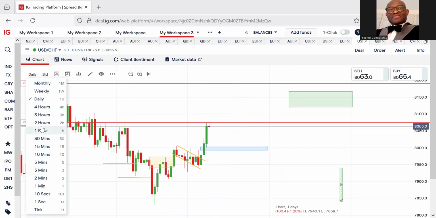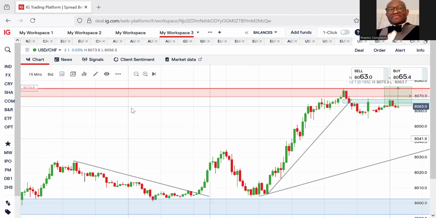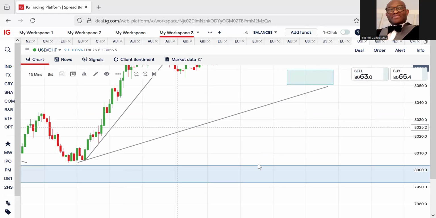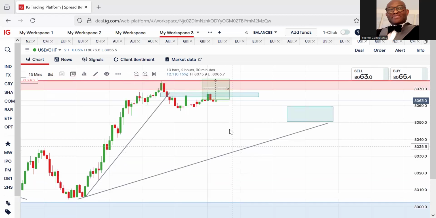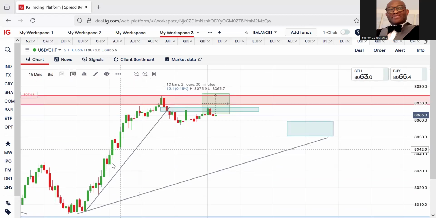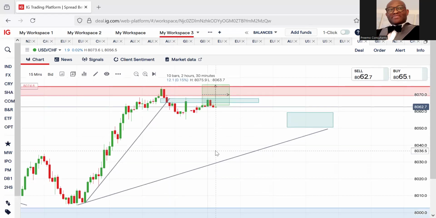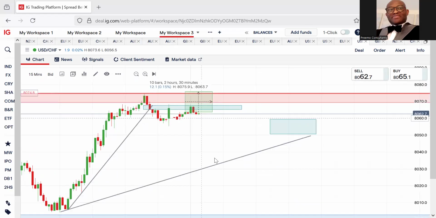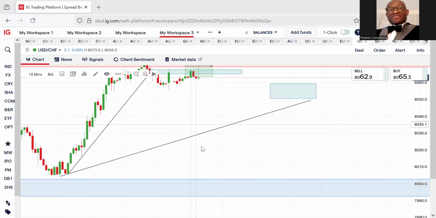And from the 15 minutes chart, that came up to be somewhere here. And as you can see, price has already broken a trend line here. And if you enter the trade around here, it will very likely come down.